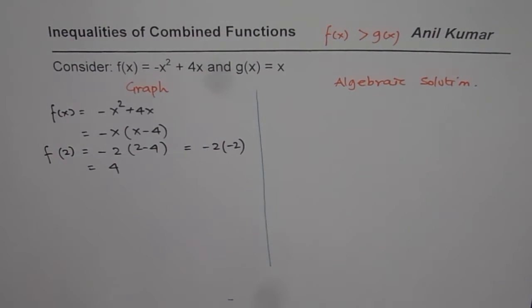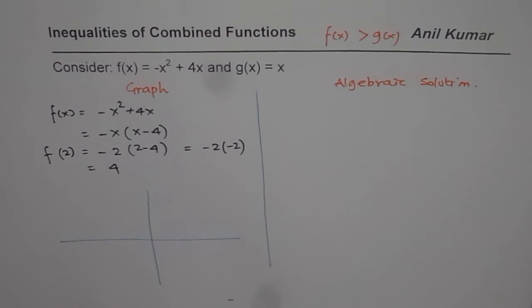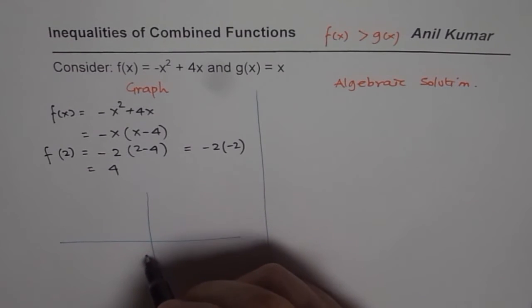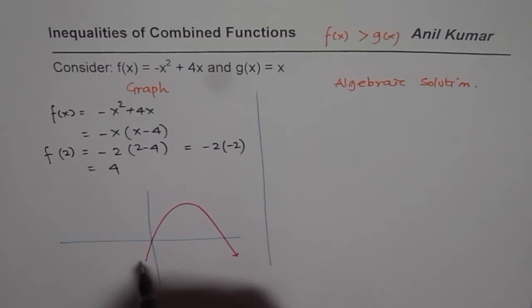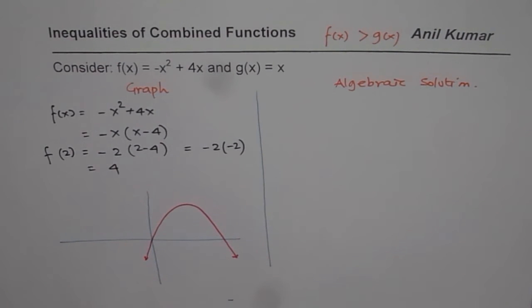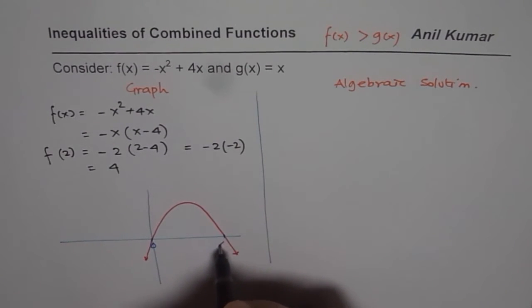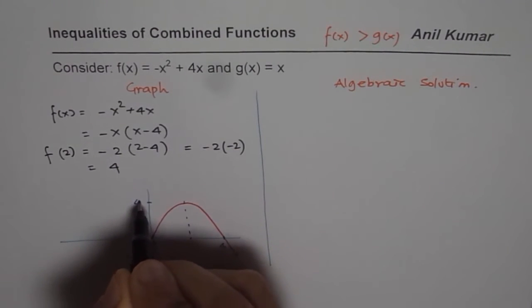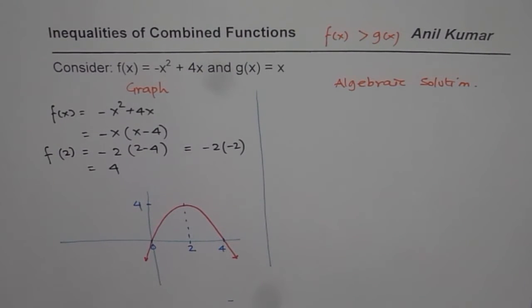So that gives us the function f of x, which is a parabola. Let me sketch this parabola here. We have two zeros, one at 0, the other at 4. It opens downwards, so let me just sketch a graph first, and then we'll label it. So that is the parabola. In this parabola, one zero is at the origin, the other is at 4, and the maximum value is right in the center, at 2, whose value is 4. So f of 2 is 4. That's how we get the first function.